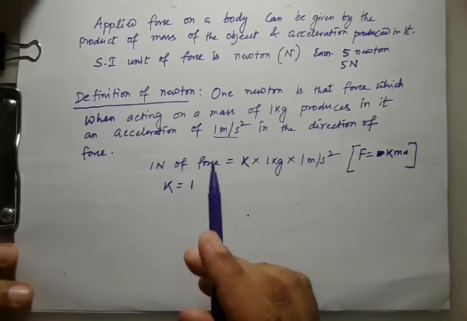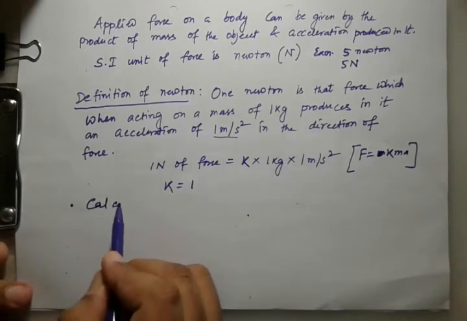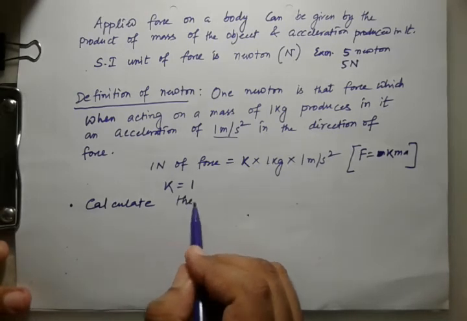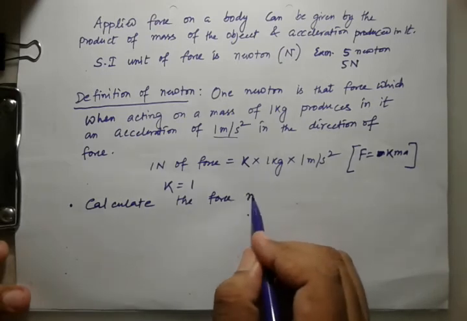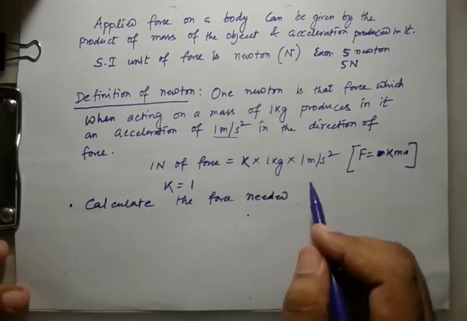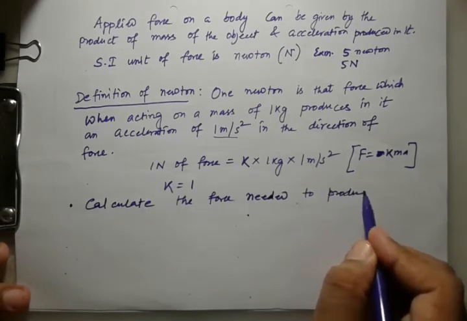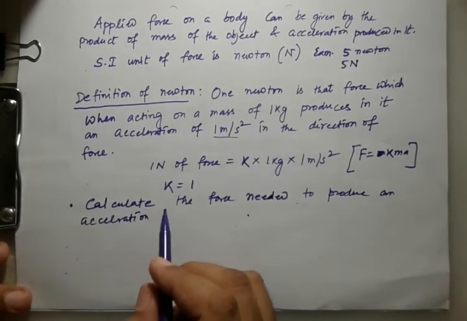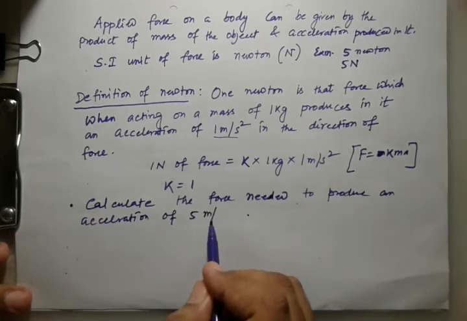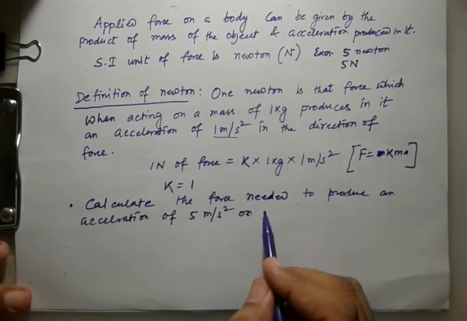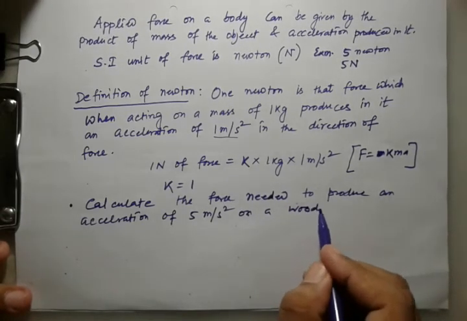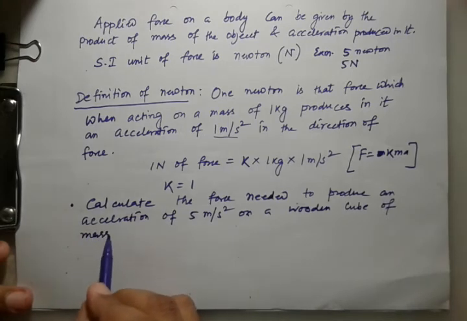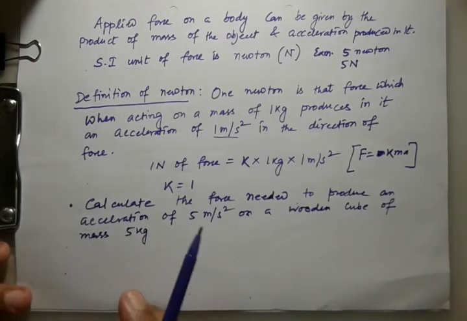I'll also do one numerical. Calculate the force needed to produce an acceleration of 5 meter per second square on a wooden cube of mass 5 kg. So a very simple problem.